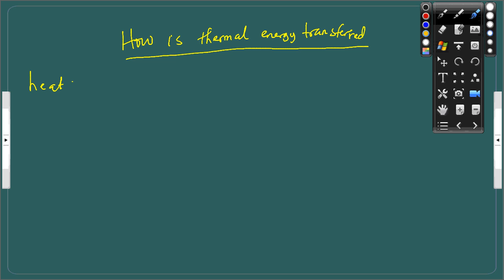students are getting confused about what heat is and what thermal energy is. Heat means to cause something to get warm or hot, to cause something to become warm or hot. That's what heat is.